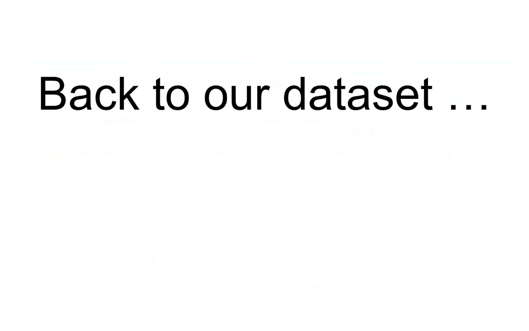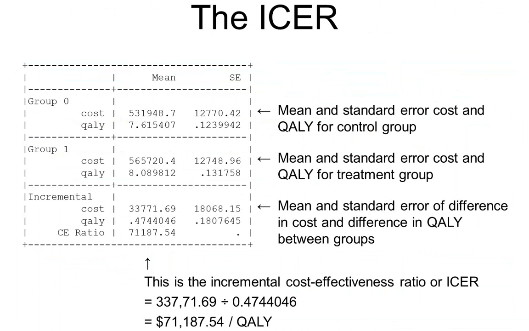So we're going to go back to our data set, the data set that I showed you before. And so now I've summarized this data in a table. So you can see we have two groups, group 0 and group 1. And group 0 represents the control group, group 1 represents the treatment group. And for each of those groups, we can estimate the mean costs and we can estimate the mean qualities. And we can also estimate the standard error for both of those. And you can see that in the example I've shown you, group 1 accrues on average higher costs, but also higher qualities than group 0.